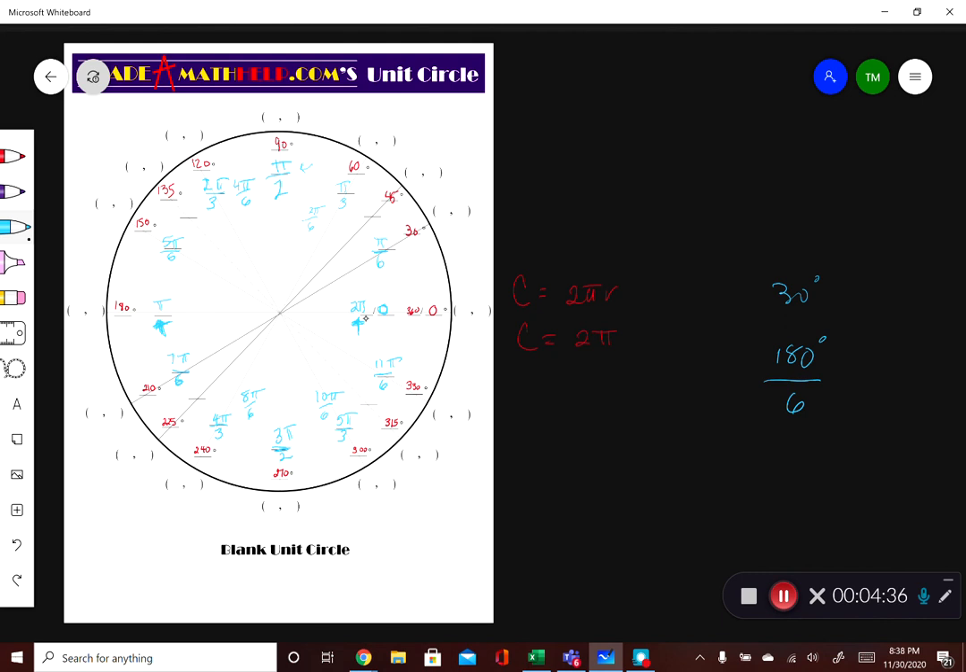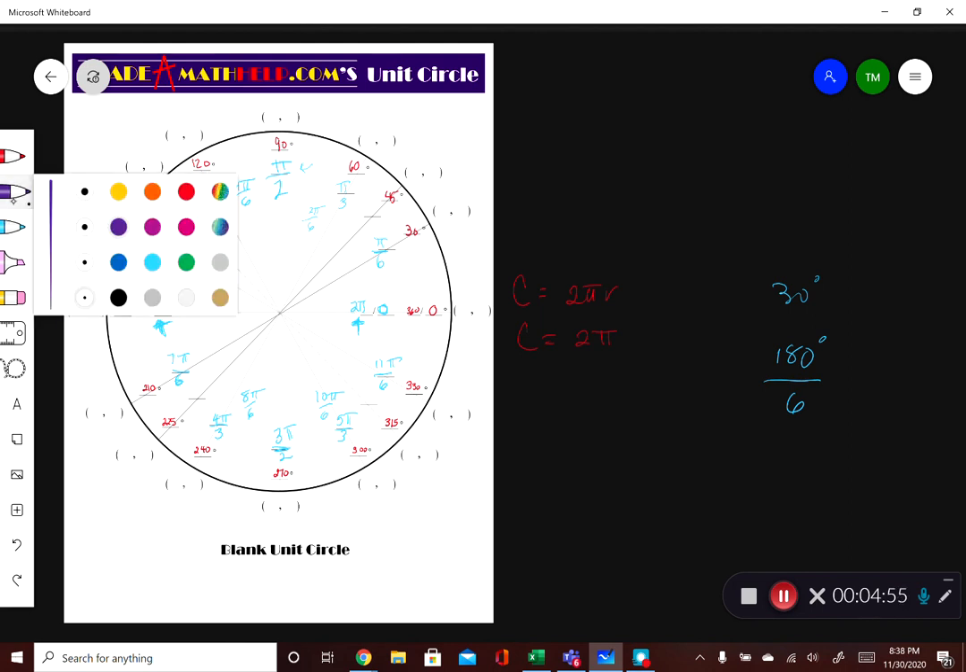So it's 1 over 6, 2 over 6, 3 over 6, 4 over 6, 5 over 6, 6 over 6, 7 over 6, 8 over 6, 9 over 6, 10 over 6, 11 over 6, and 12 over 6. And that's just because that 30 degrees is 1/6 of pi.